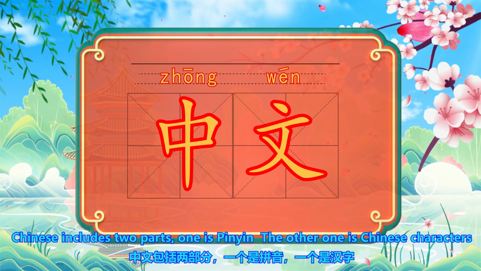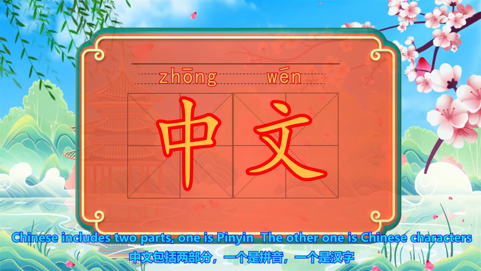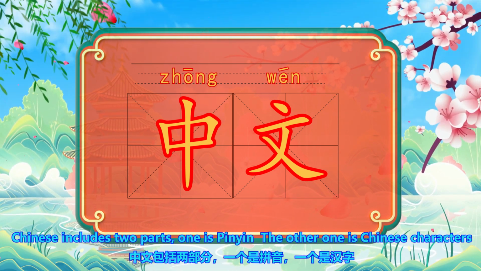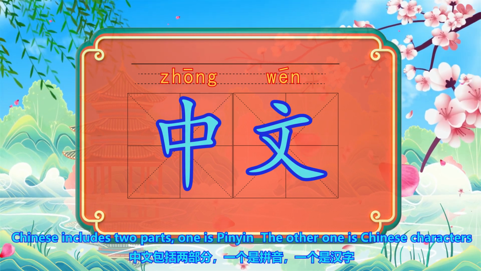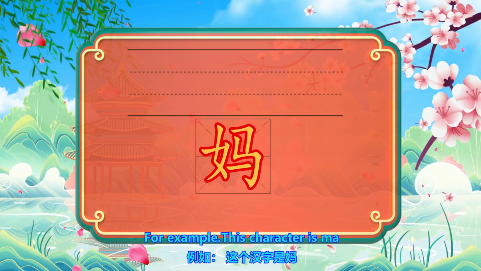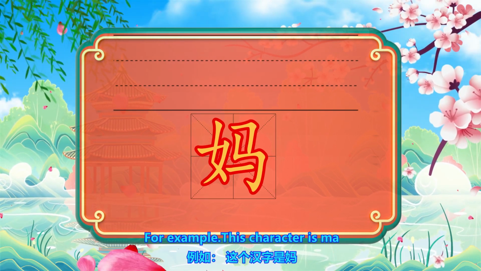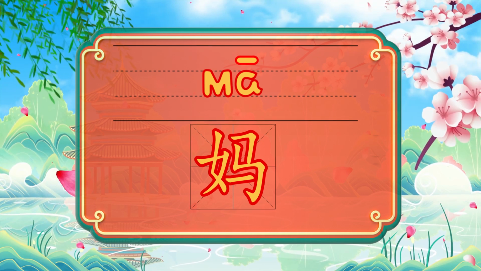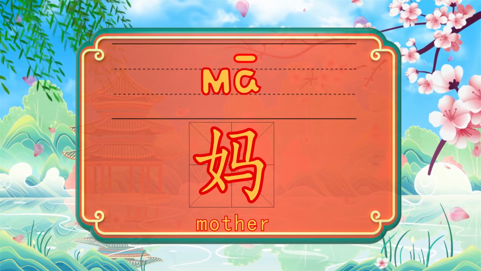Chinese includes 2 parts. One is Pinyin. The other one is Chinese characters. For example, this character is Ma. It means mommy.